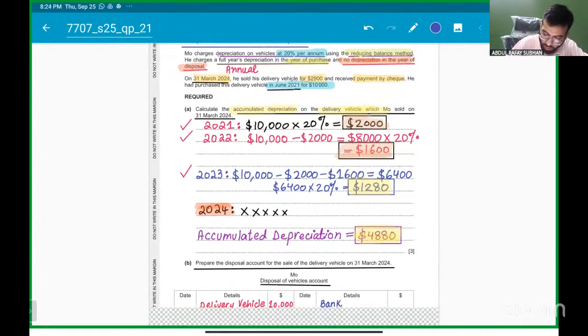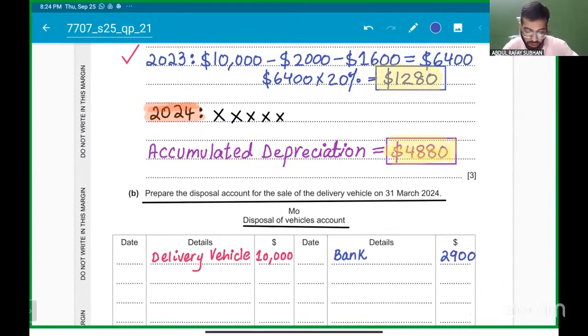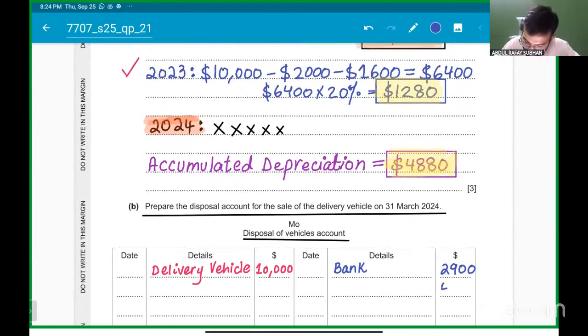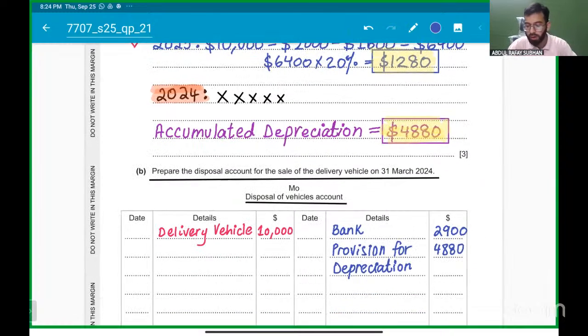He sold his delivery vehicle for 2,900. We sold the delivery vehicle for 2,900 bank, and accumulated depreciation is also available. 4,880 is the accumulated depreciation. So just write down the accumulated depreciation or the provision for depreciation account. A better word is provision for depreciation account. So that will be provision for depreciation 4,880, and that's it.